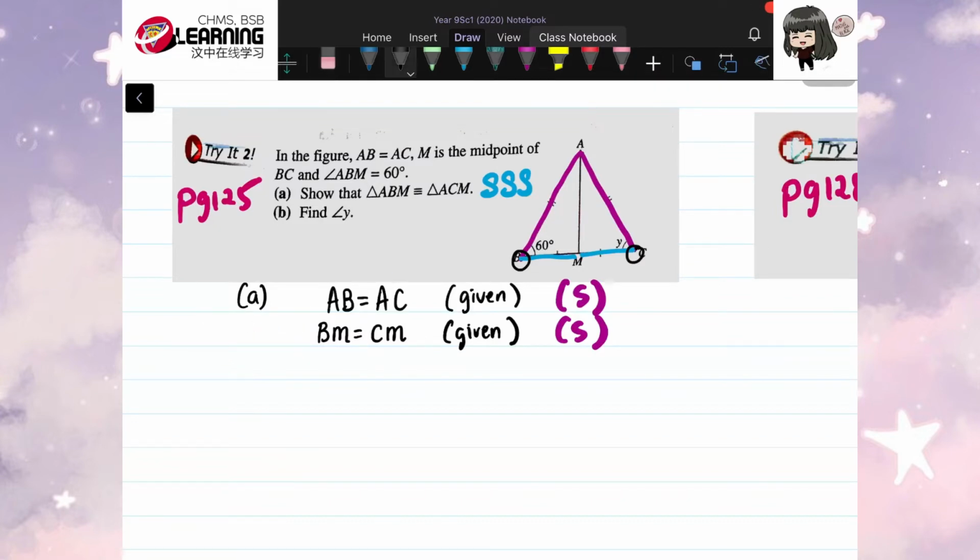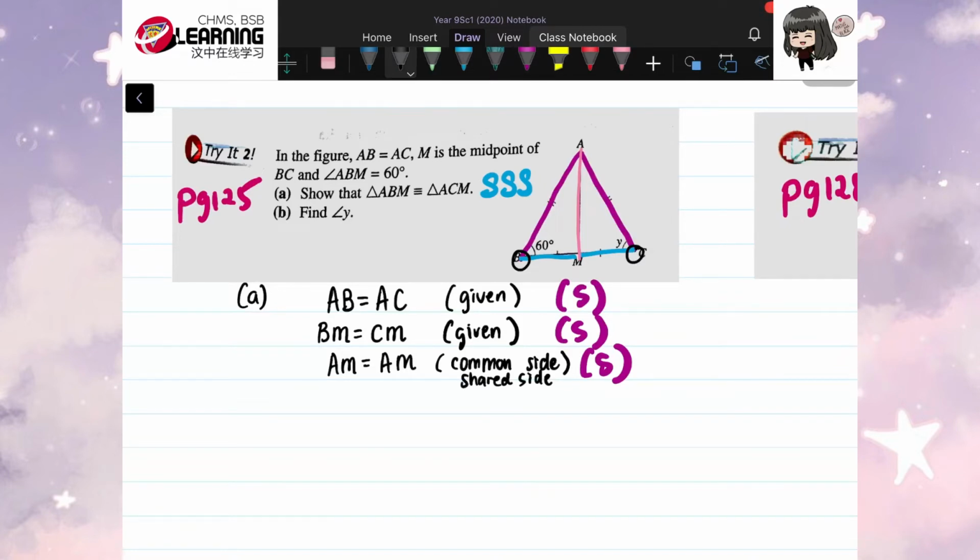Okay, so you're given two sides, and the third side is this AM. They share the same one, so AM is equal to AM. When you mention the reason here, because they have a common, sharing side, you can write common side or shared side. Either one is okay. So this is your third side.